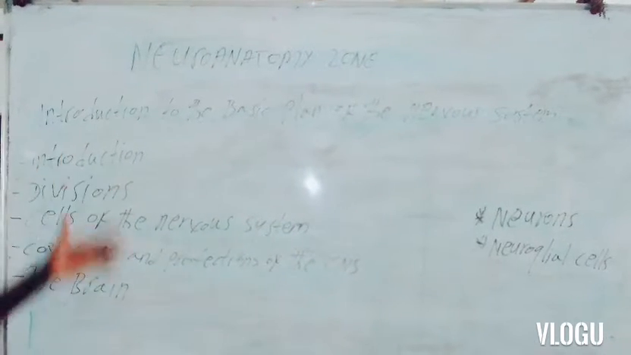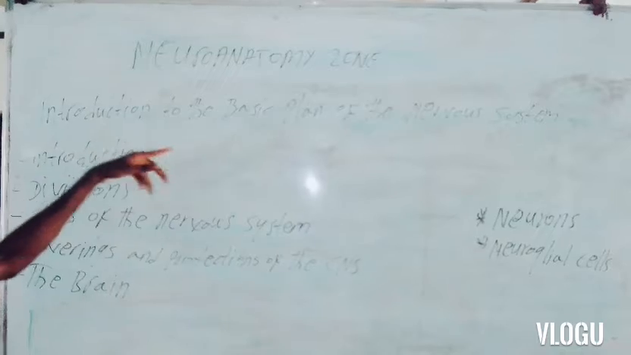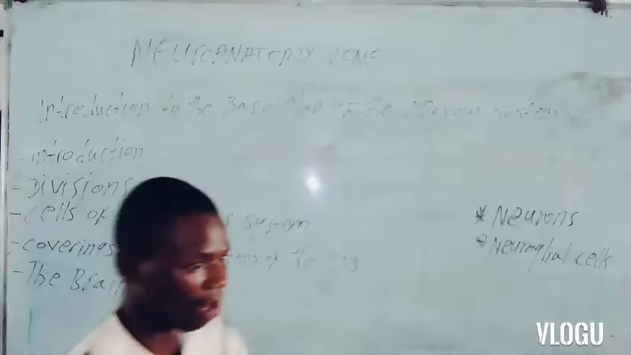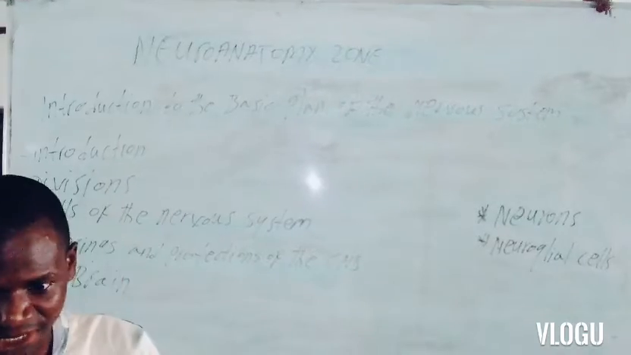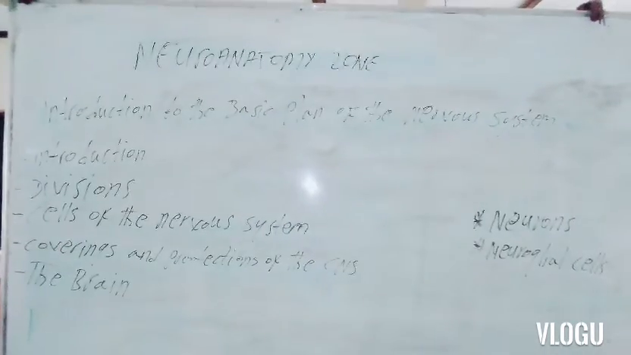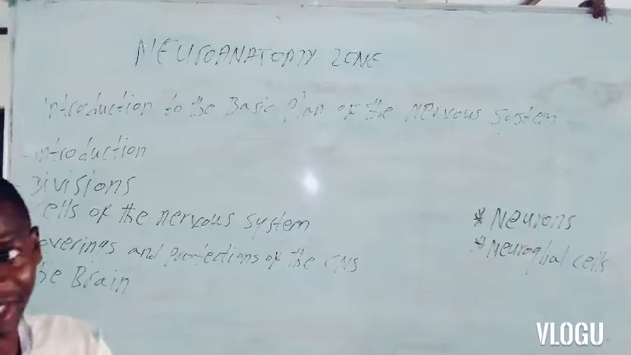So today we'll be looking at the introduction to the basic plan of the nervous system. We'll be just acquainting ourselves with the subject of neuroanatomy today. When you hear neuroanatomy, it's simply the anatomy of the nervous system.